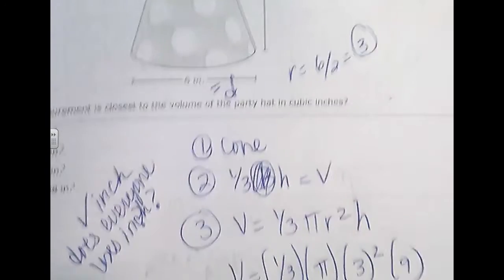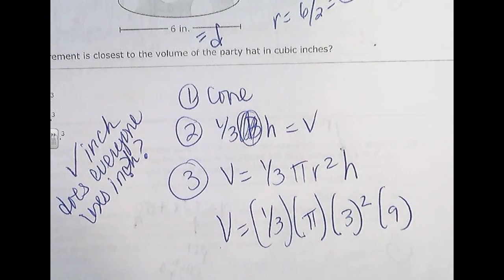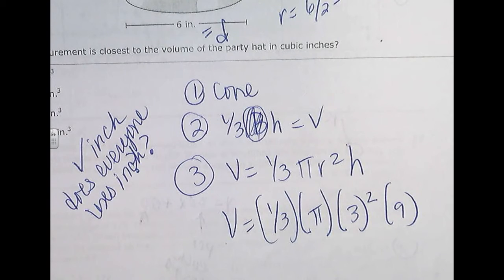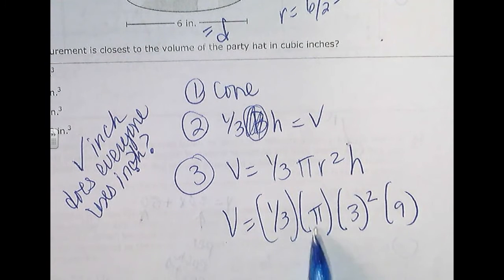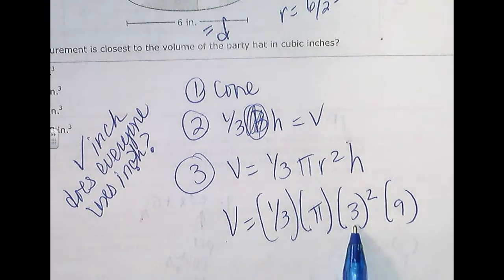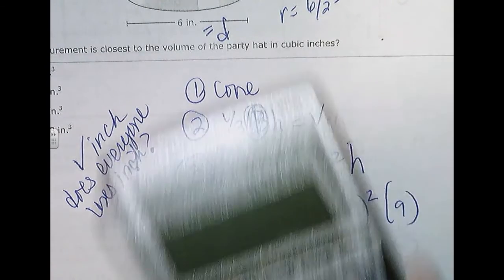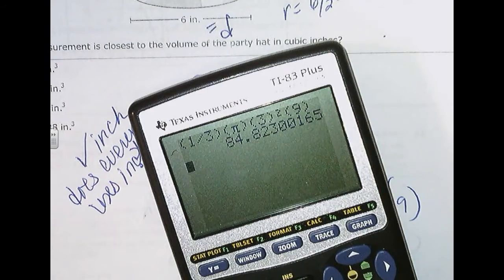Now, I did my 1, 2, 3s. I got cone for number 1. I put 1/3 base times height equals volume. I shaded in my base because it's the area. And then I did 1/3 pi radius squared height. And then I just insert my numbers. You got 1/3, you've got pi, radius is 3, it's certainly not 6. And then 9, and I put that on the home screen, and there is my home screen. Da-da, 84.82, da-da, A. Next.